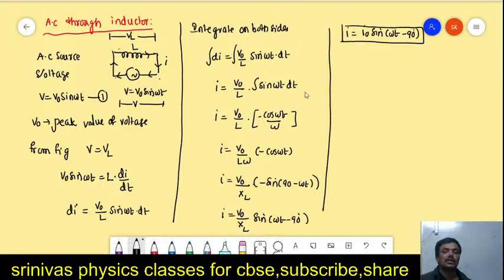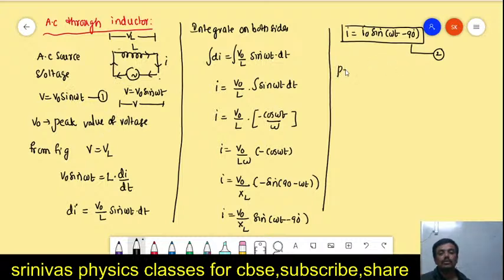I equals I naught sin(omega t minus 90). This is equation 2, the current equation in the inductor. If we look at this equation, the current angle is 90 degrees less than the voltage angle. From equations 1 and 2 we write like this.